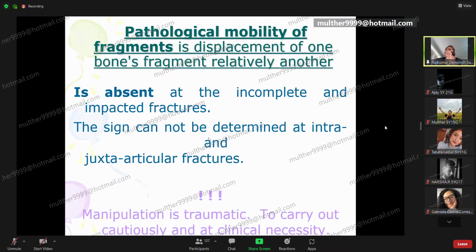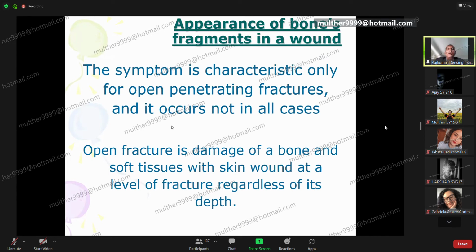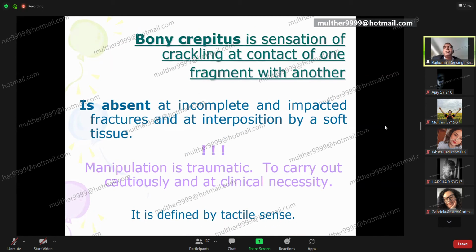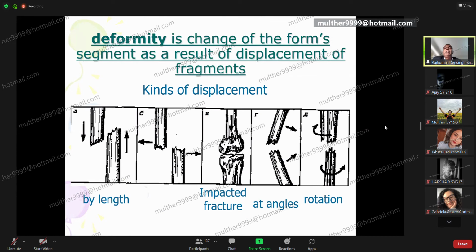So this is what is being explained over here already. Appearance of bony fragment is only present in case of an open fracture. In closed fracture, the sign is absent. Next, pathological mobility. I told you how to check. You put your hand proximal and distal to the fragment and try to move. If you can move the limb, normally there is no movement in the arm, so if it moves, then it is positive. This manipulation is very painful, so you carry it out with care. Next, you will be hearing crepitus. You see deformity; in brackets we can write displacement.